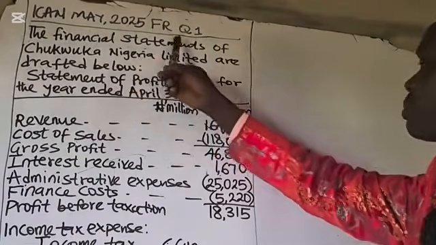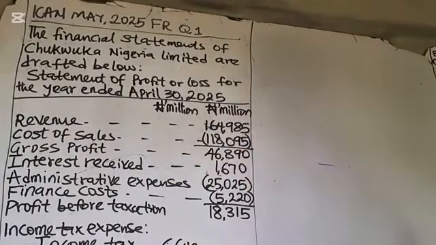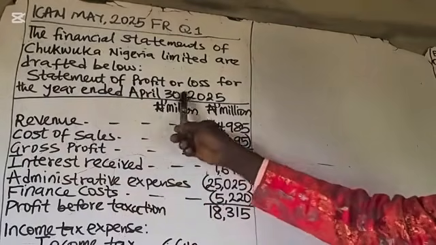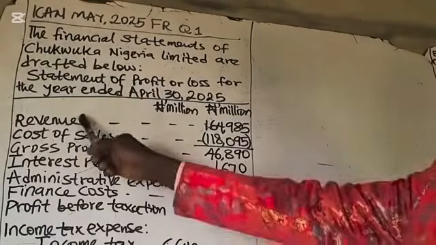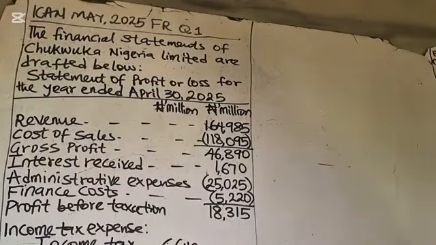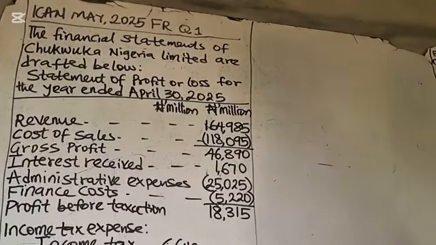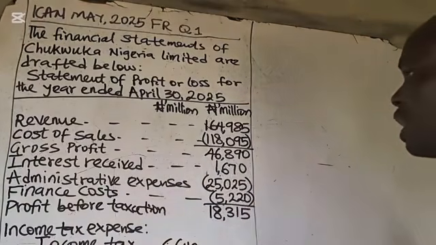ICAN May 2025 Financial Reporting, question number 1. The financial statements of Shukuka Nigeria Limited are drafted below. Statement of profit or loss for the year ended April 30, 2025. Amount is in million naira. Revenue 164 billion 985 million naira. Cost of sales 118 billion 95 million. Gross profit 46 billion 890 million.